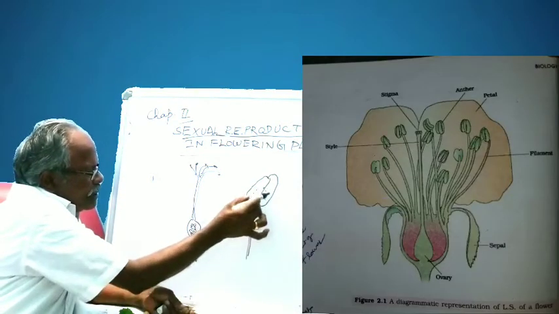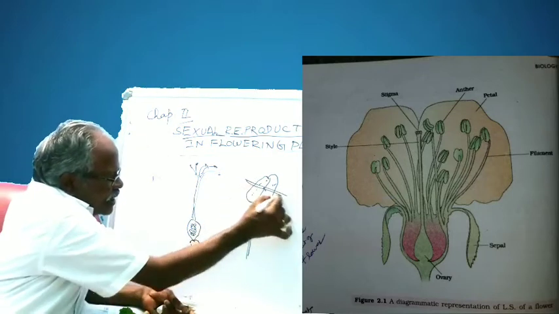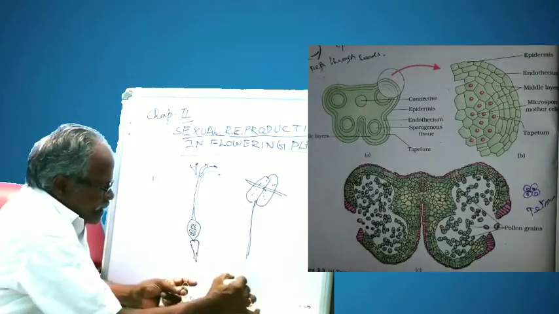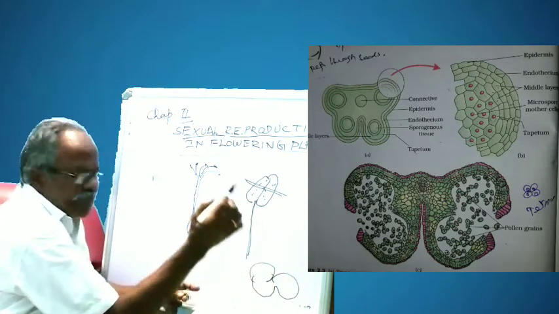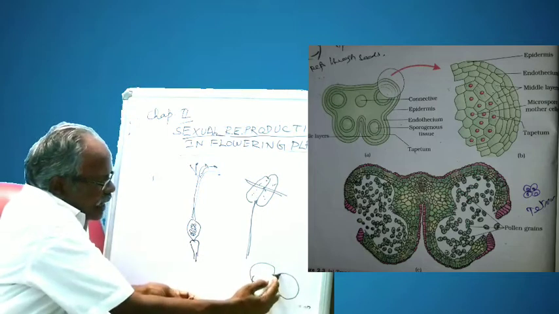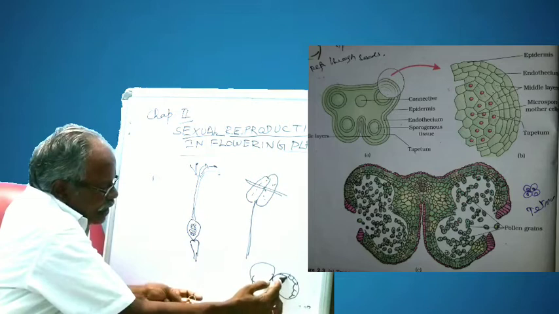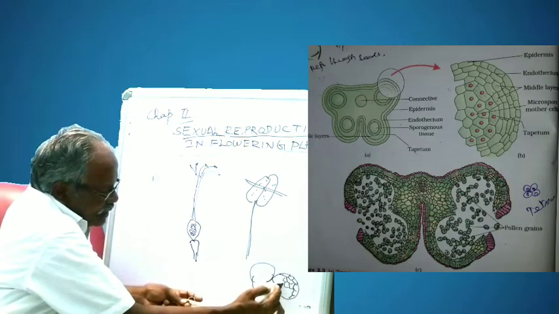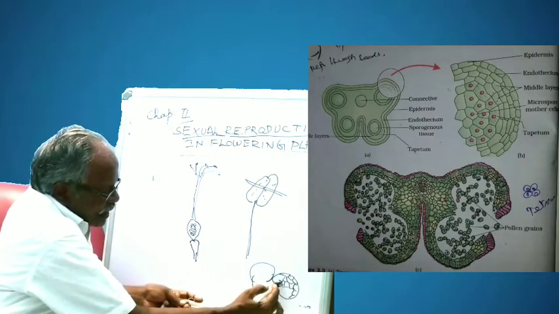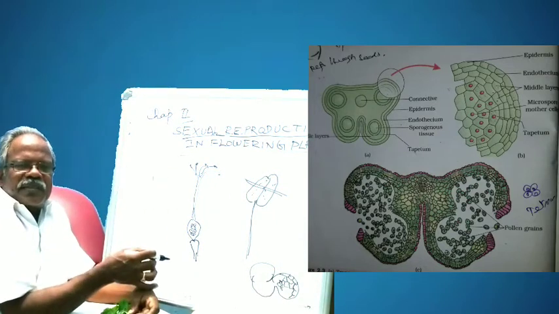So the anther is bilobed, and if you see the transverse section of this anther, it consists of 4 lobed structures. The outer layer is called epidermis, and the inner one is called endodermis, and then 2 middle layers are formed, and then another layer is the tapetum. Inside that, mother cells are there. So this is the structure of the anther, the male part of the flower.